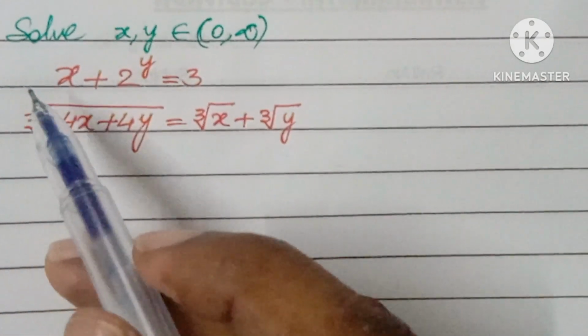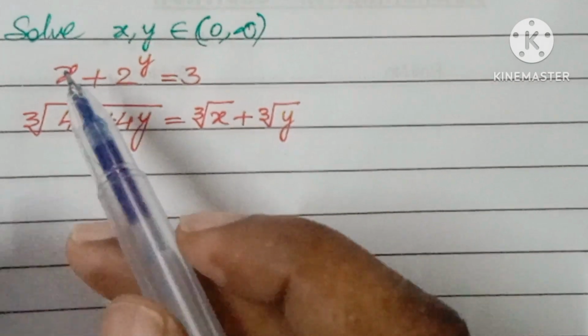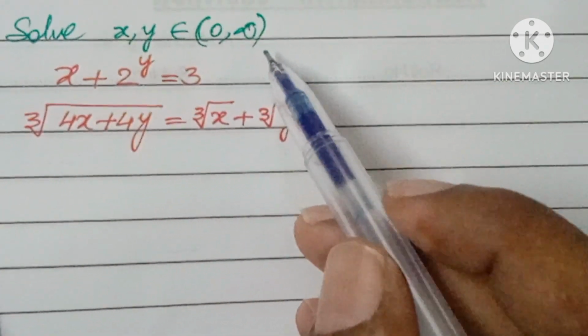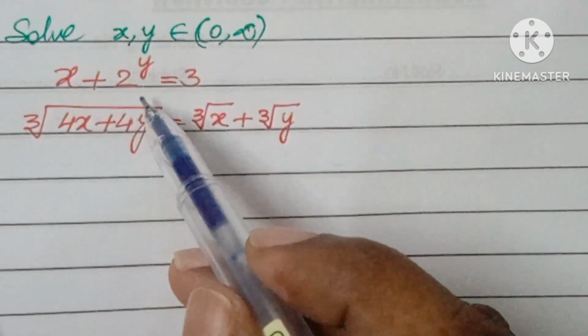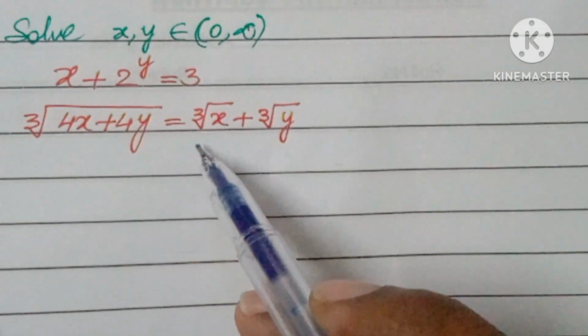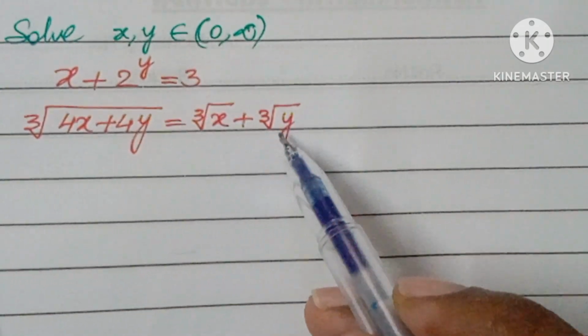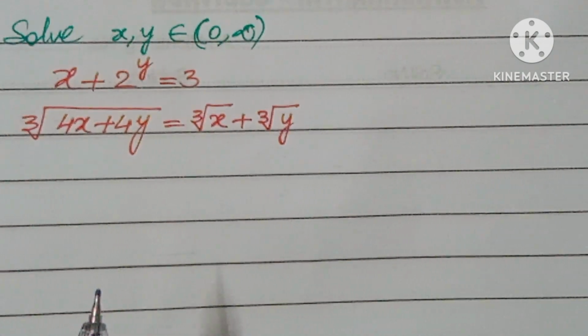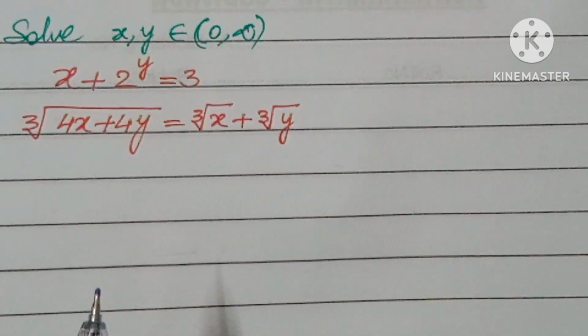Today we are looking at an Olympiad problem. The question is: given x, y belong to (0, infinity), positive numbers, solve x plus 2 power y equal to 3, and cube root of 4x plus 4y equal to cube root of x plus cube root of y. As you are going to solve this problem, pause the video for 10 seconds and try it out.